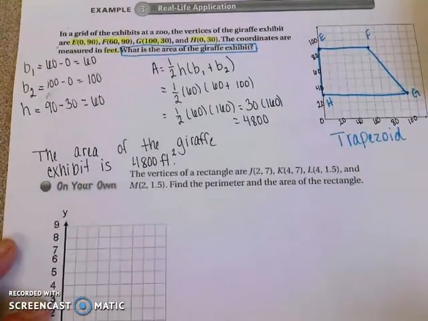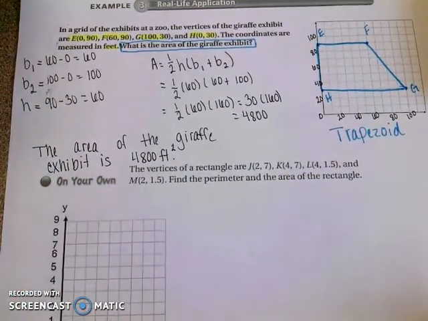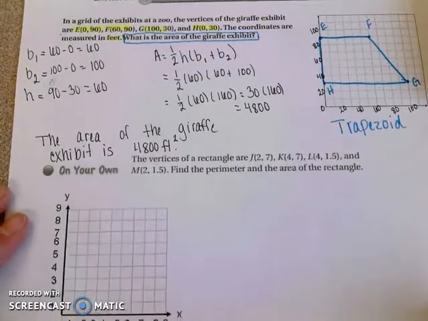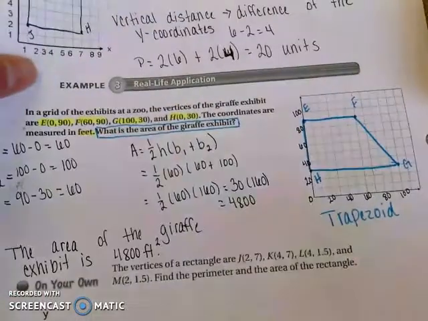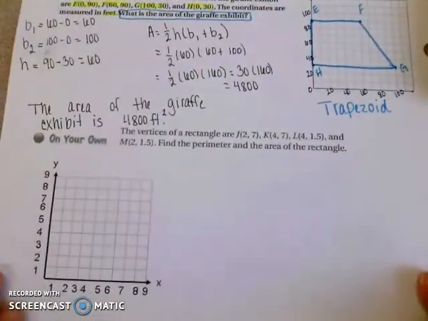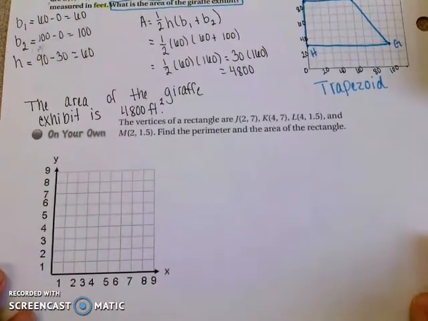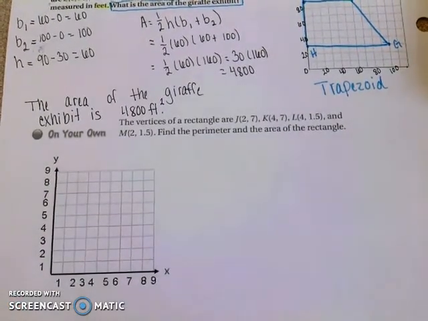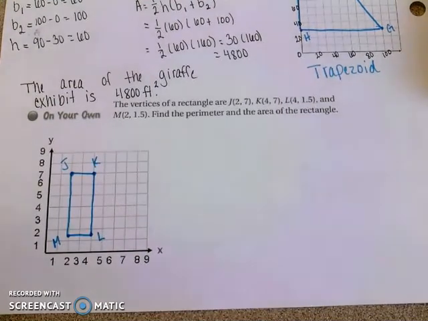Okay, I'm going to have you try one of these on your own here. You have a rectangle this time. That's given to you. It says it's a rectangle here. So you're going to go ahead and graph that first. So go ahead and pause your video and then graph that rectangle for me.